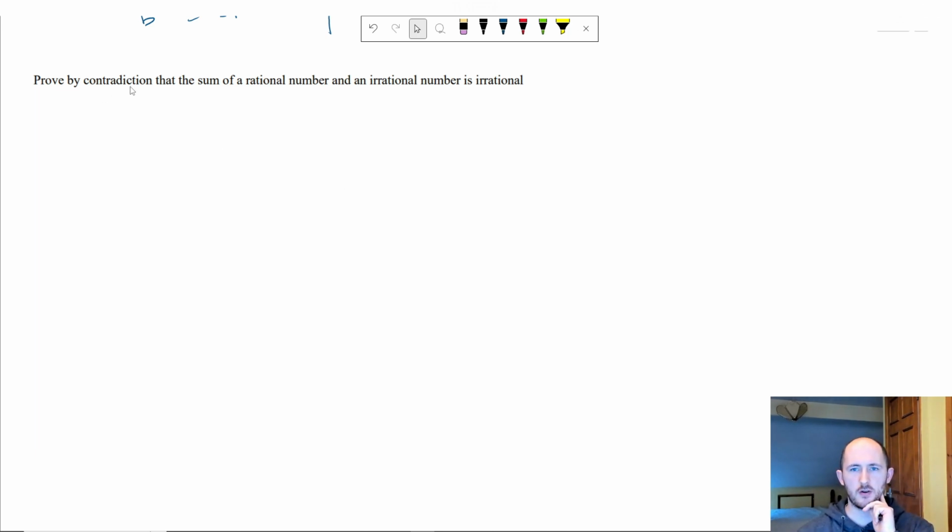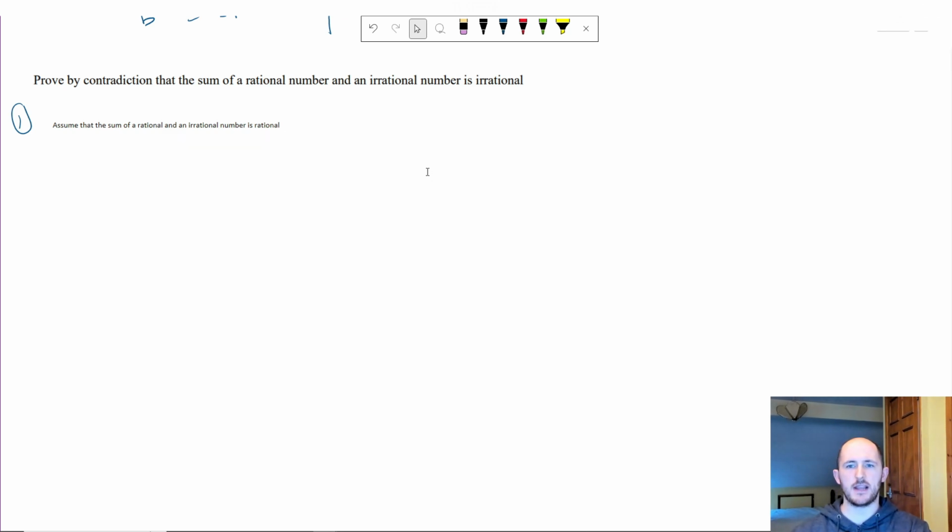So for this one, it says, prove by contradiction that the sum of a rational number and an irrational number is irrational. So now we need to assume the opposite, and this is where the opposite becomes a bit weird, because what does it mean? Does it mean the sum of a rational and a rational number is? No. We're going to assume that the sum of a rational and an irrational number is rational.